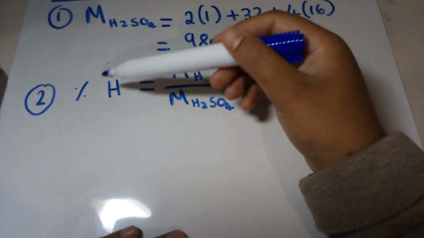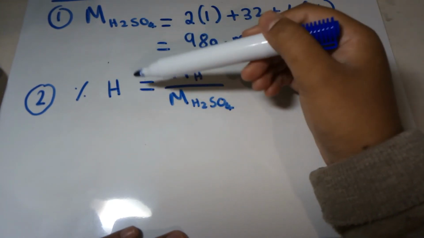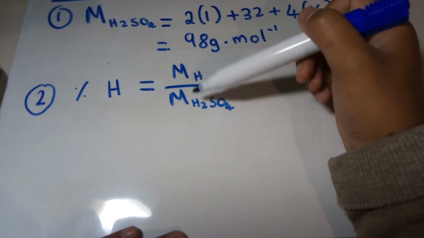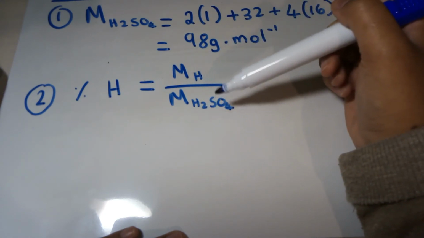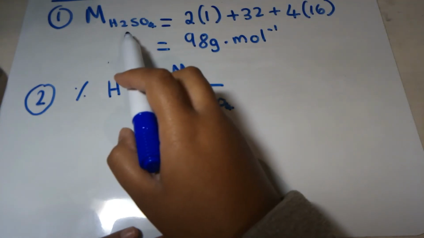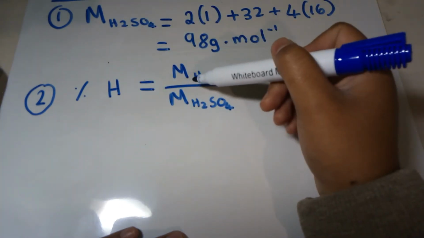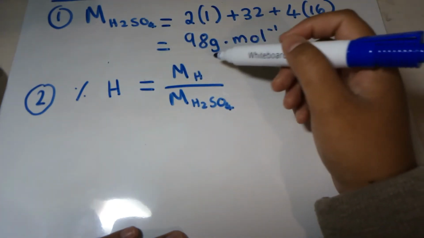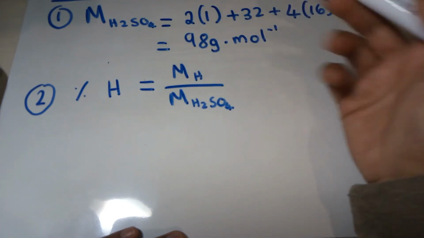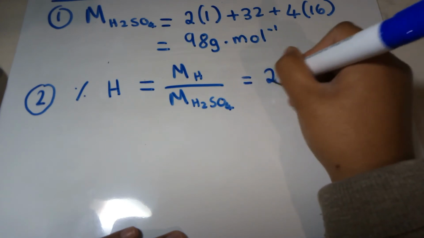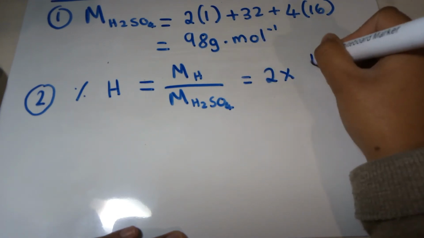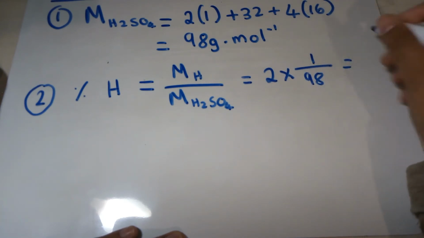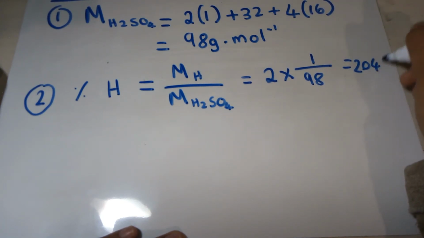So remember, the formula is, if you want to find the percentage composition of a certain element, you're going to take the molar mass of that element and divide it by the molar mass of the compound. But be careful, there are 2 hydrogens here, so you don't need the molar mass of 1 hydrogen. You need the molar mass of 2 hydrogens, so you're going to multiply this entire fraction by 2. So that would look like this: 2 times 1 over 98. And that will give us a percentage of 2.04.